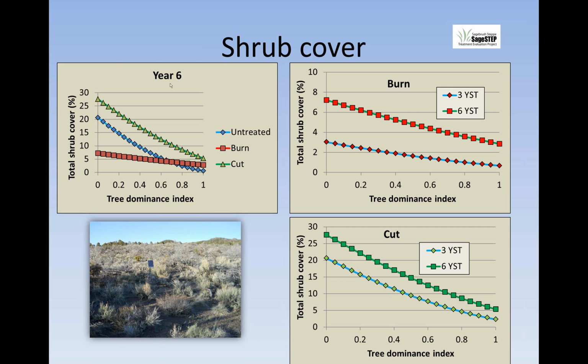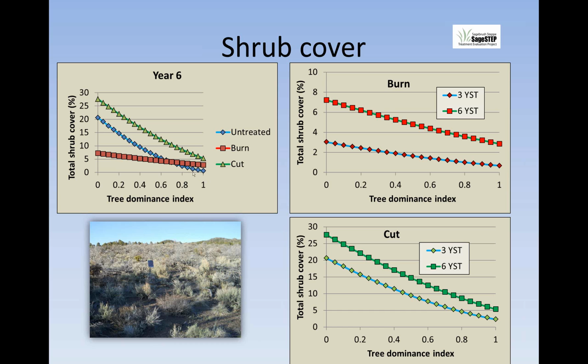And what I'll have is the year 6 response, and most of this hasn't been reported in a publication. The 3-year response is reported in Rangeland Ecology and Management, the September 2014 issue. But the 6-year response, I'm just reporting it now. So on the left I'm going to show you the 6-year response, and then on the right I'm going to tease out the burn and cut treatments 3 years since treatment, and 6 years since treatment, to just show you the successional trajectories we're getting.